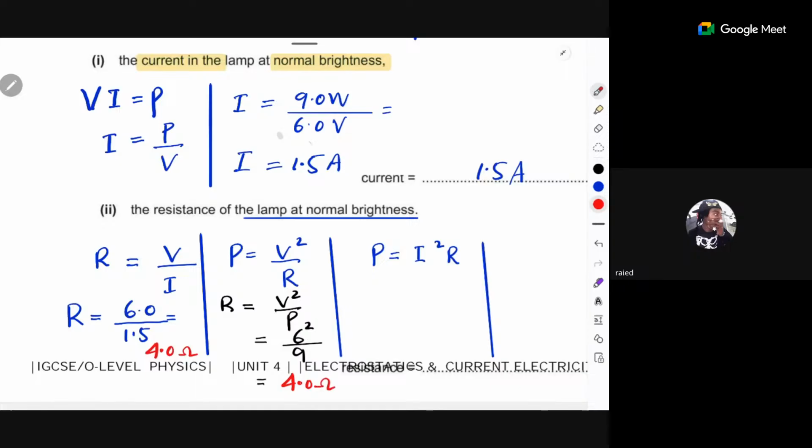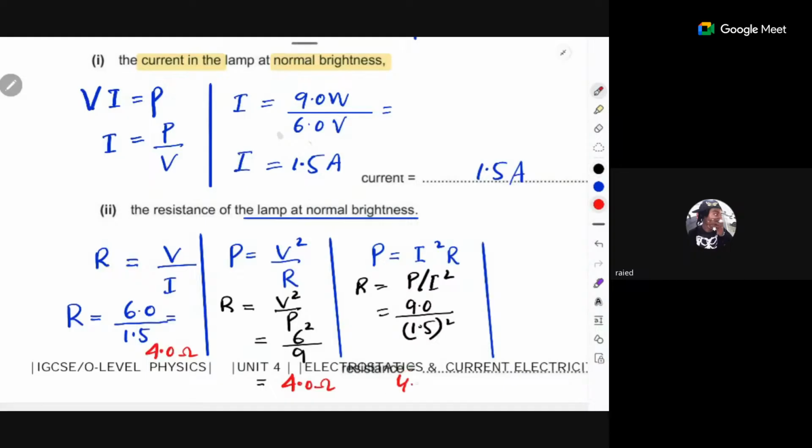4.0 ohm. Now for the third formula, resistance is equals to power divided by I square. So power is again 9.0 watt and current is 1.5 square. So again, what's the answer? 4.0. Is this clear to everyone? Yes, sir. So there are three possible ways to solve this question. So I hope that now it would be clear to everyone.